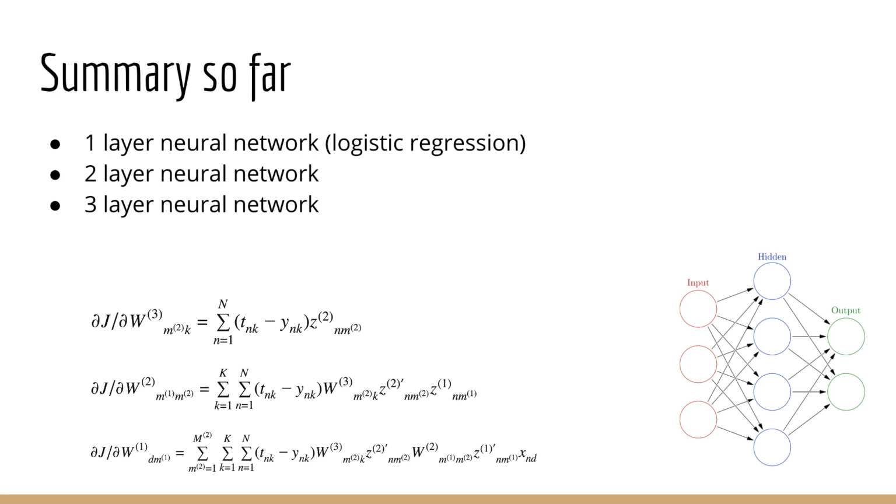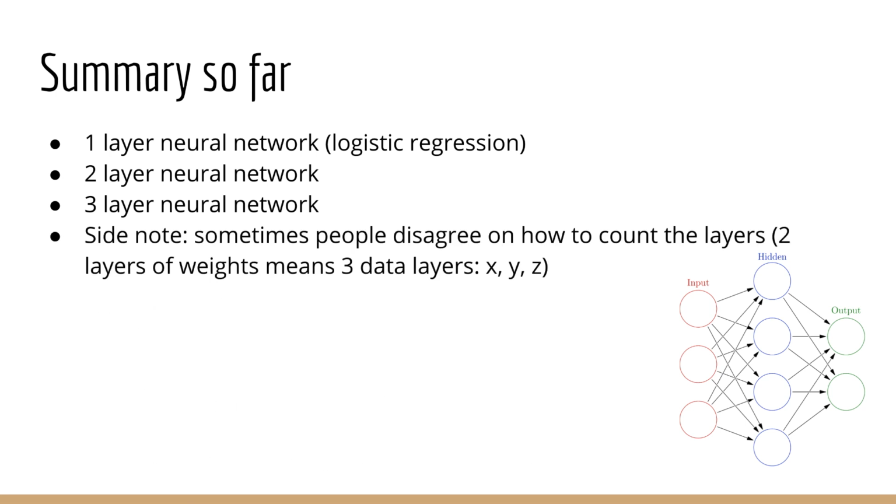As a side note, sometimes people disagree on exactly how to count the layers. For example, if you have 2 sets of weights, then you have 3 data layers, meaning x, y, and z for the hidden layer. But for the purpose of this course, when we count a layer, we're counting it as how many linear transformations we do. In other words, how many weight matrices and bias vectors we have. Since we have 3 sets of weight matrices and bias vectors, we call that a 3-layer neural network.